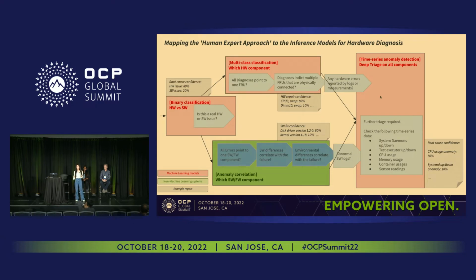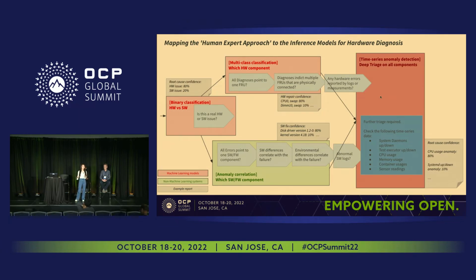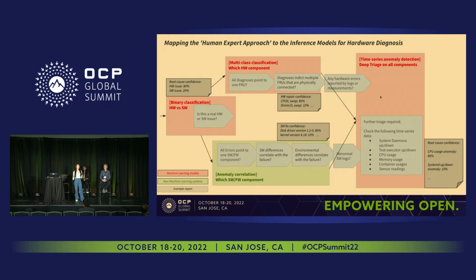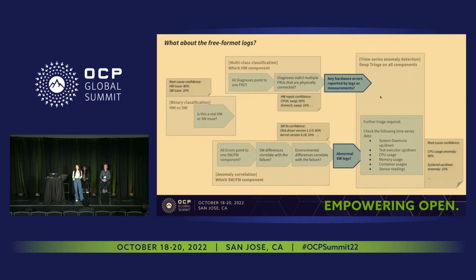If it's a software issue, then we use some data mining algorithm to detect the anomalies and correlate them with the test failure. The last step is a time series anomaly detection model, which is used to find suspicious patterns of a certain attribute against time. Each model gives a confidence score for each prediction, which we can use to rank the repair recommendations.